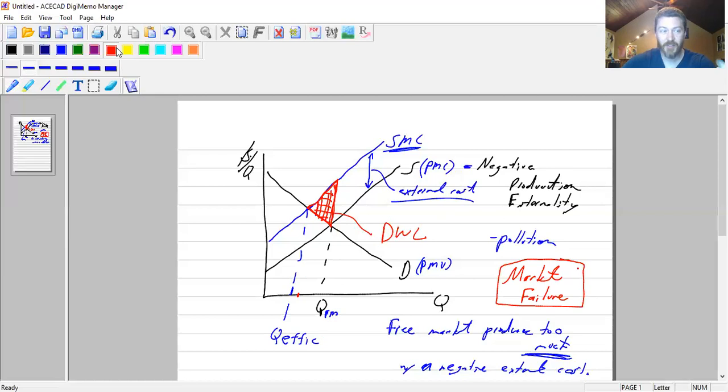With good information, with price-taking behavior, with no externalities, the free market achieves the efficient level of output. But here in this example, because we have a negative external cost, the free market fails to achieve the efficient level of output, thus the term market failure. Okay? That's a pretty straightforward example.